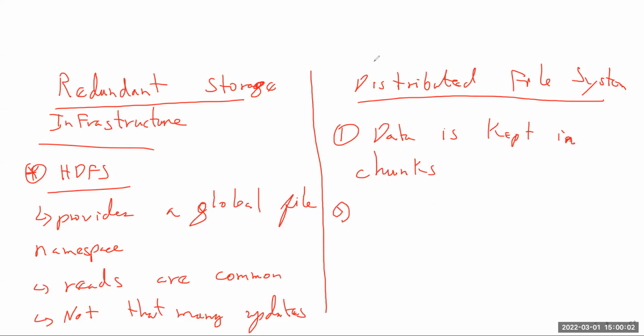Number two, each chunk is replicated. Okay, so for instance, here you're going to have multiple servers, and then the servers are going to store data. So let's imagine a simple scenario, and this should be pretty straightforward. Let's say that we have a file. This is an example, and we have a file.